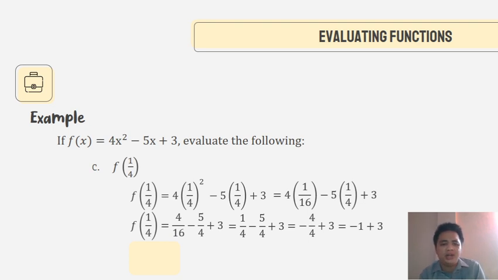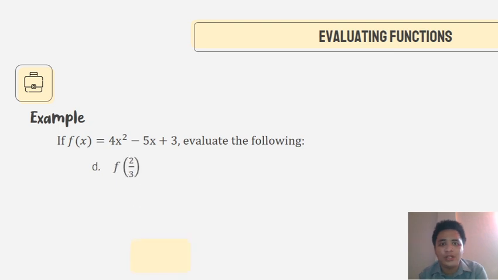So ngayon, mas kaya mo na siyang basicin ng mental math. O what is negative 1 plus 3? Ilan? That's 2. Very good. So therefore, f of 1/4 is equal to 2. Okay? Nakuha? I hope na gets. Sige, kopyahin, namnamin, at i-digest. So we can now proceed with our next example.